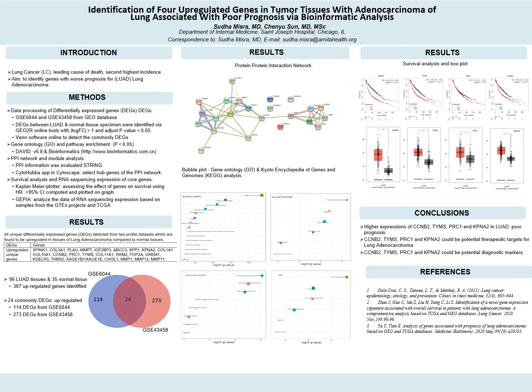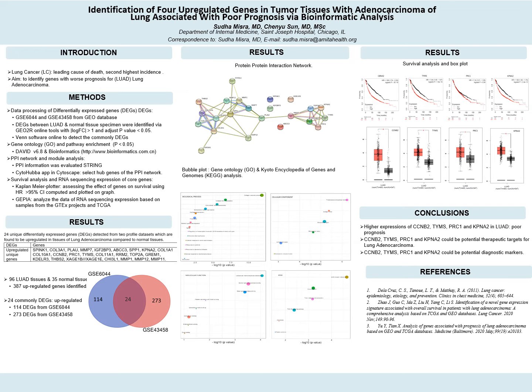I'll be talking about identification of four upregulated genes in tumor tissues with adenocarcinoma of lung associated with poor prognosis via bioinformatic analysis. As we all know, lung cancer is one of the leading causes of death in the United States. It has the second highest incidence. The aim of this study was to identify genes which have worse prognosis for lung adenocarcinoma.